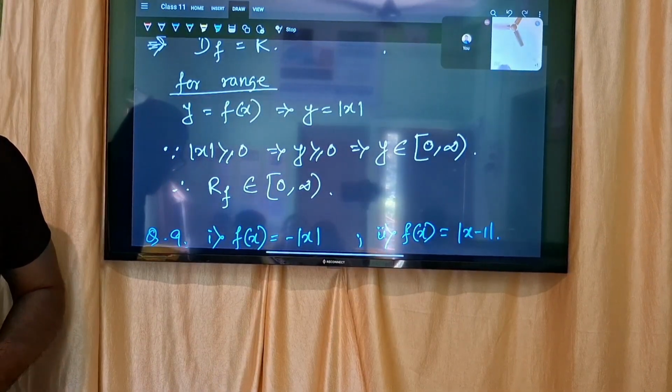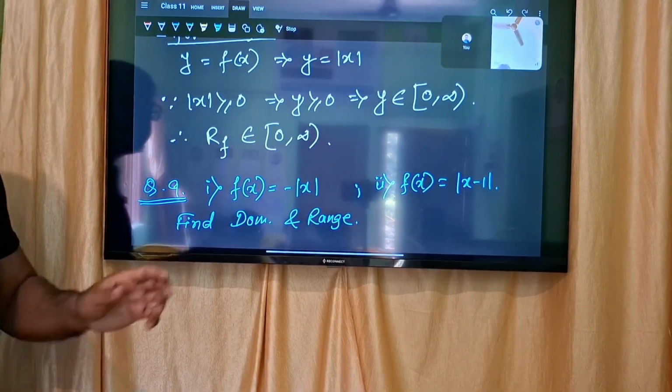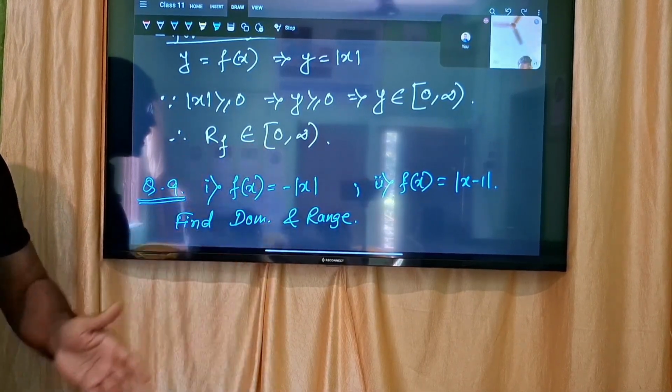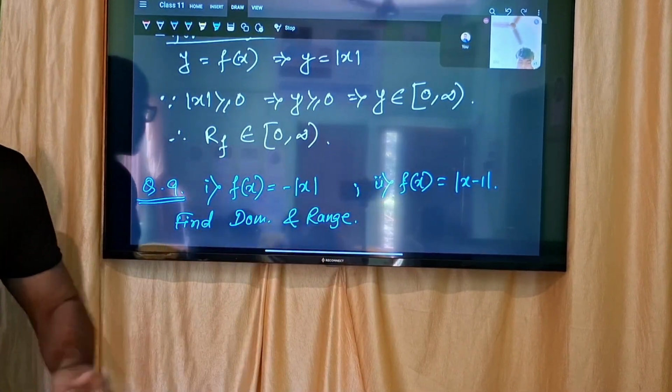Moving to the next one. Don't write this. Try to do 9 part 1 and 2 both, or just say only, because there is nothing to write here. If you see the sum, you can say the answer directly.